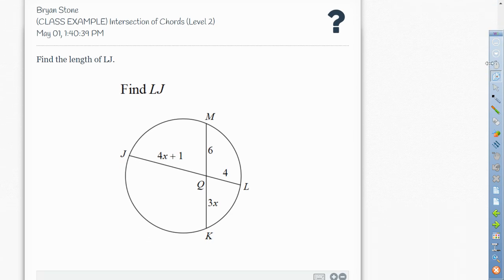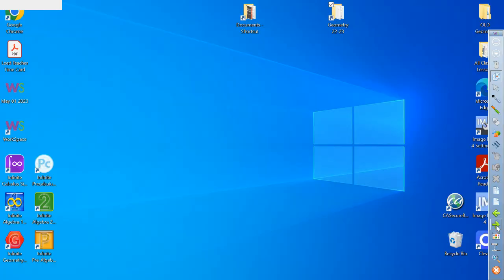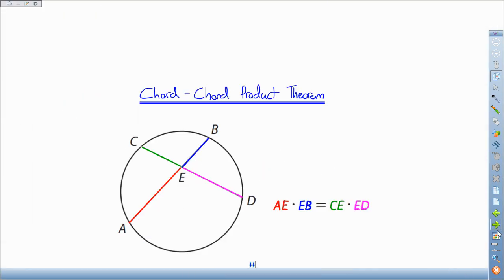Okay, so big thing to realize. We are now shifting gears in the content or the values that are given to us. These problems start giving us, instead of angles and arcs, lengths of segments. All right, so let me just quickly remind you guys. This is where we get into the chord product theorem, the secant product theorem, that sort of thing. And this is what we're dealing with on this problem. So what we're doing, we're multiplying the two parts of one chord and setting it equal to multiplying the two parts of another chord.